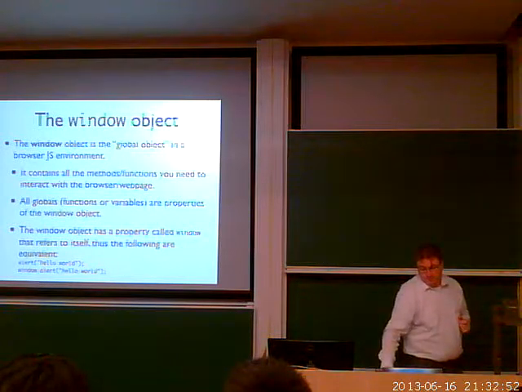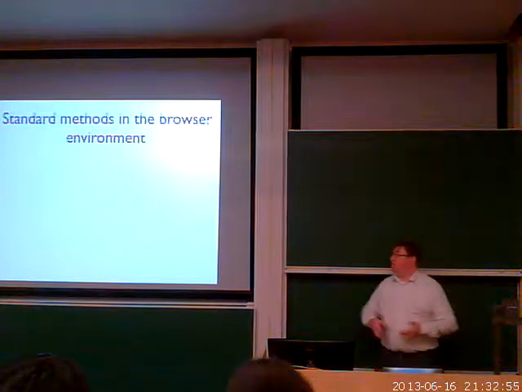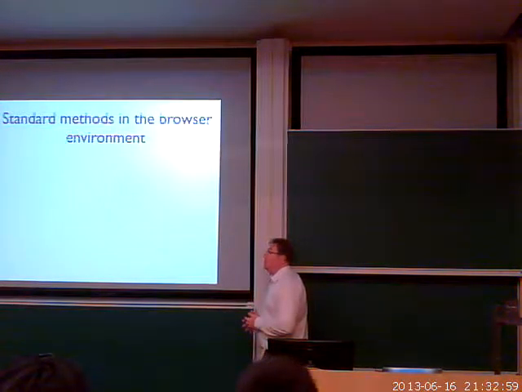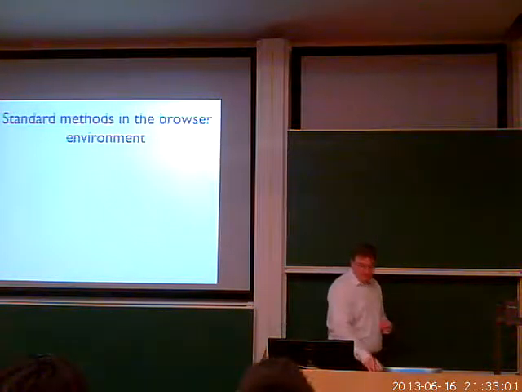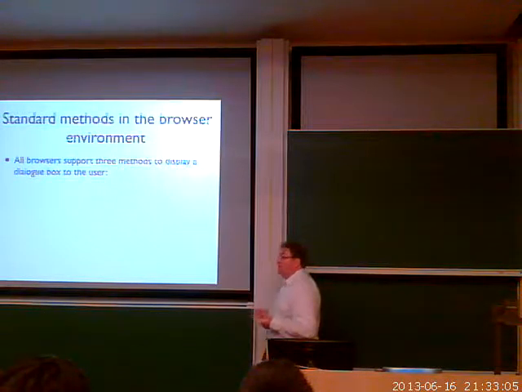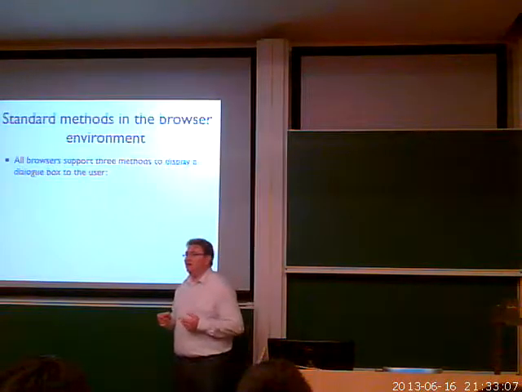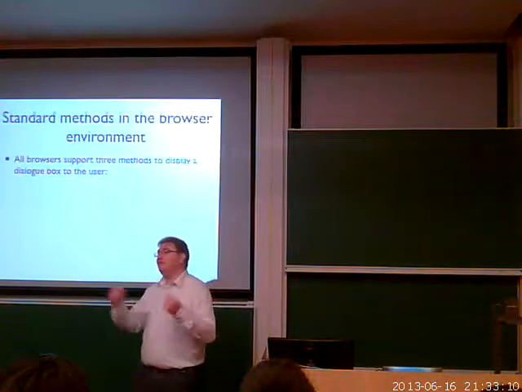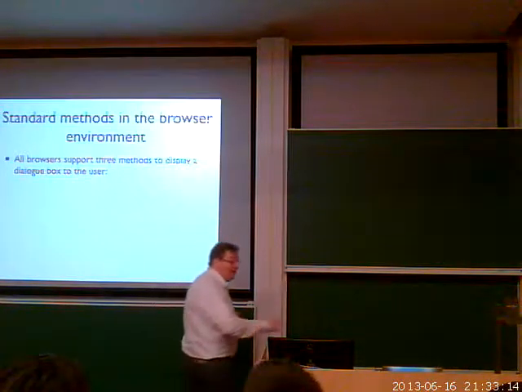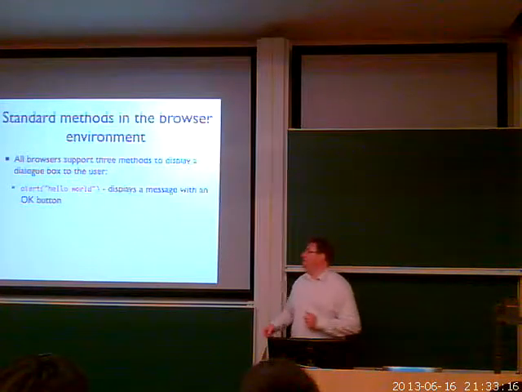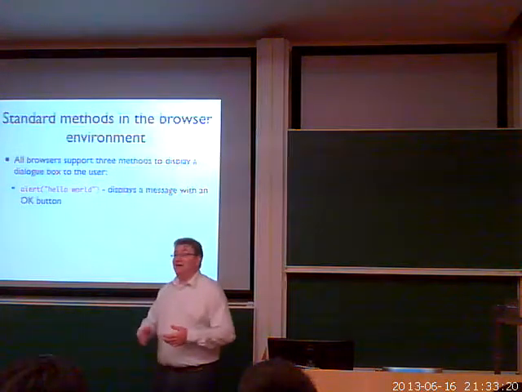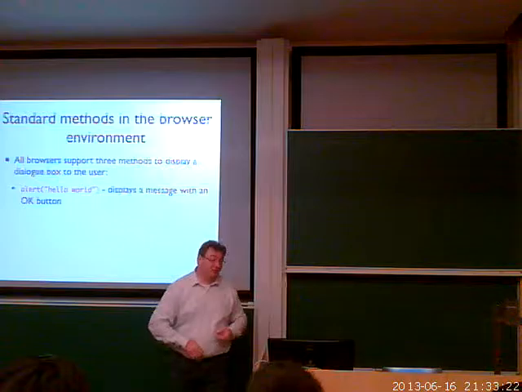So, what kinds of things do web browsers offer you? What kinds of methods do they offer? Well, let's start at the beginning. Every web browser is guaranteed to give you the ability to pop up a dialog box with an informational message to the user. And that's exactly what that alert function is for. So, if in the JavaScript code you say alert hello world, it will display a box with an OK button. Let me show you.